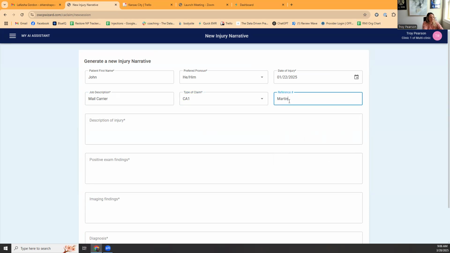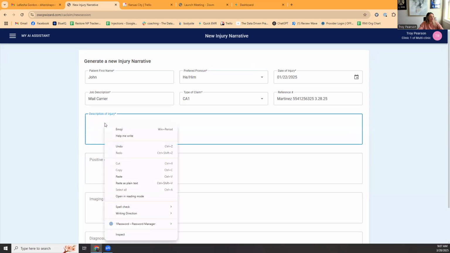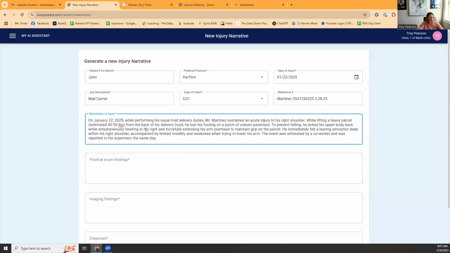Reference number, we're going to put his last name in there, Mr. Martinez, his claim number, and the date that the injury occurred on. And then the information we gathered from the patient, stuff AI cannot tell you, but what happened to Mr. Martinez, what happened, his description of injury. So he hurt his shoulder lifting a heavy parcel. So we have that here.